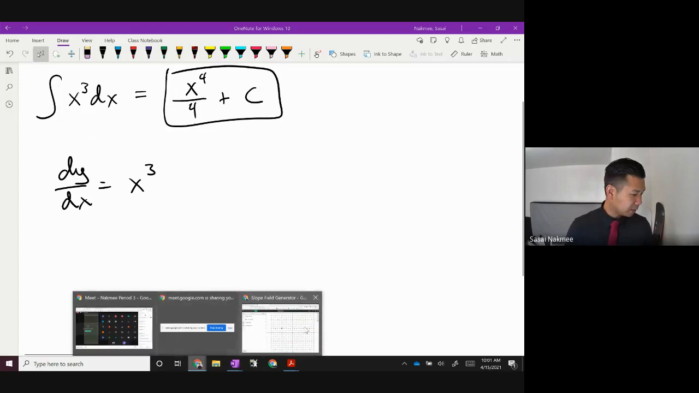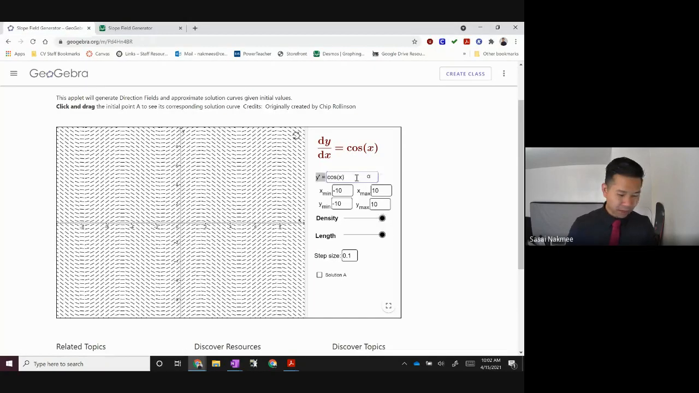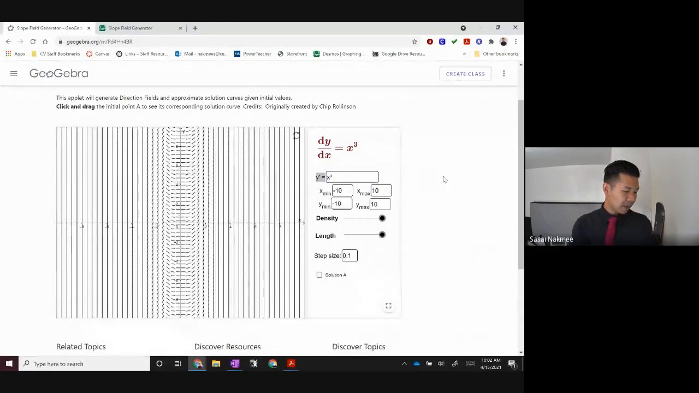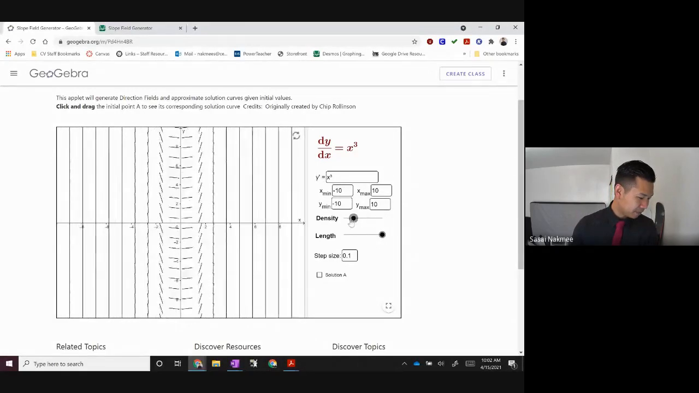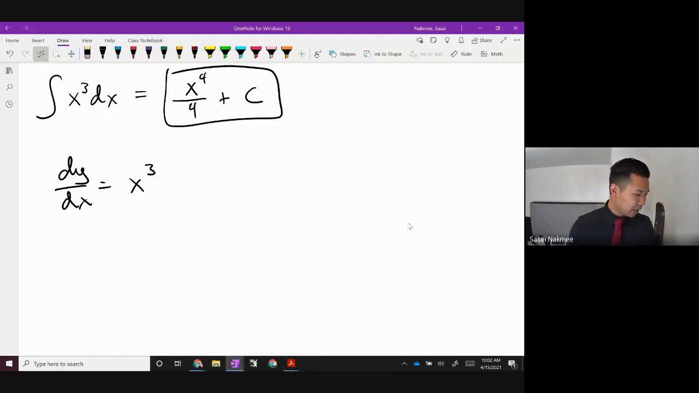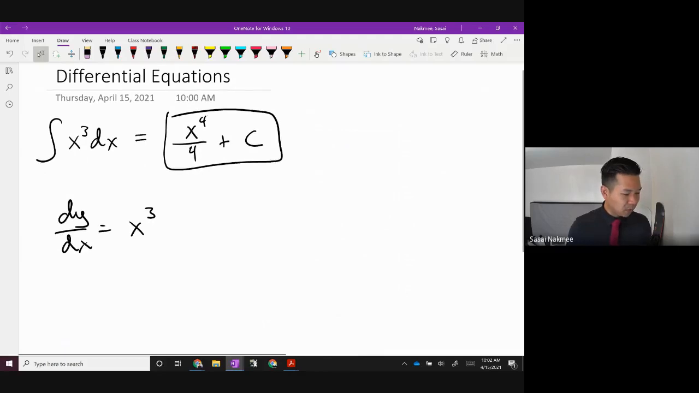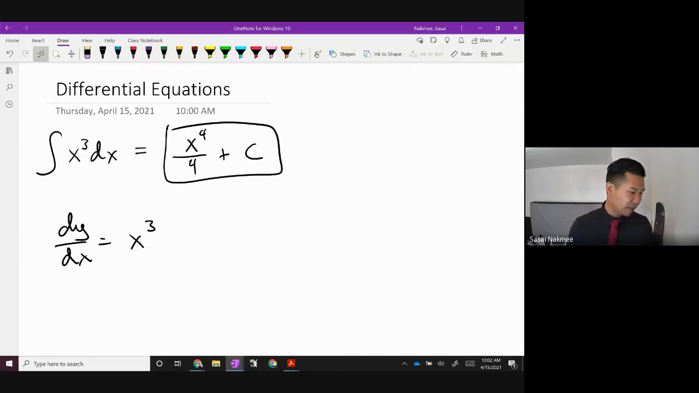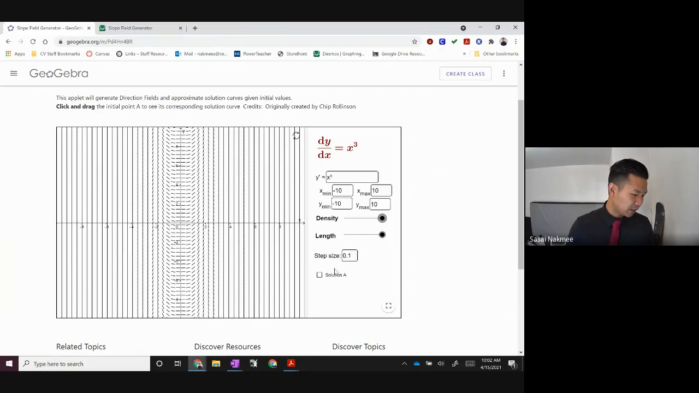Let's take a look at it on here, and let's take a look at x cubed. X cubed right here. Looks kind of ridiculous looking, right? But it kind of makes sense. It's like a big U shape. Which makes sense because when you take the integral of x cubed, we end up with x to the 4th. And if you were to graph x to the 4th, do you know what x to the 4th would look like? X to the 4th looks like that.